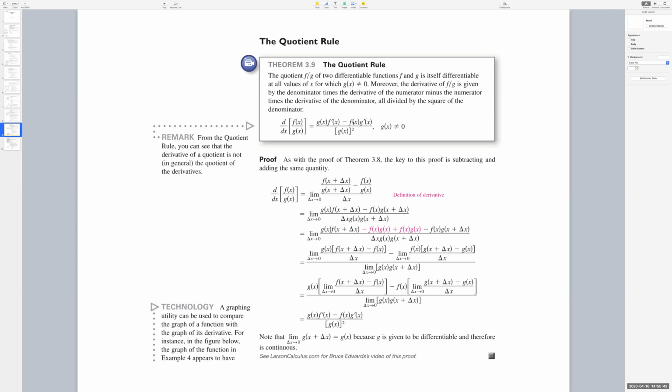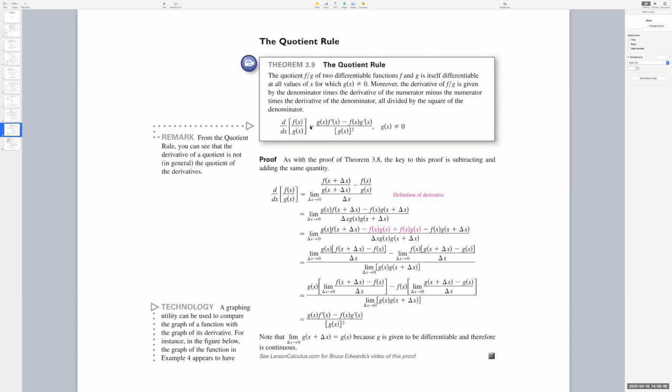And the numerator looks similar to the product rule. However, it's a minus instead of a plus. And then don't forget to divide the numerator by the denominator, which is g of x squared. And again, we can only find this derivative when g of x is not 0.